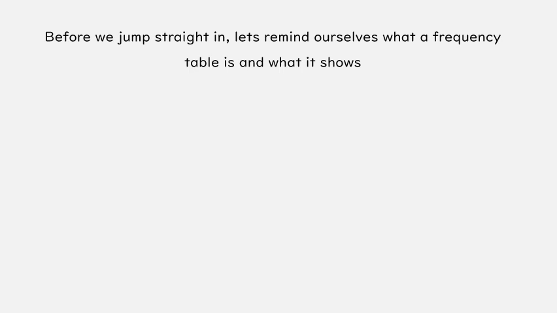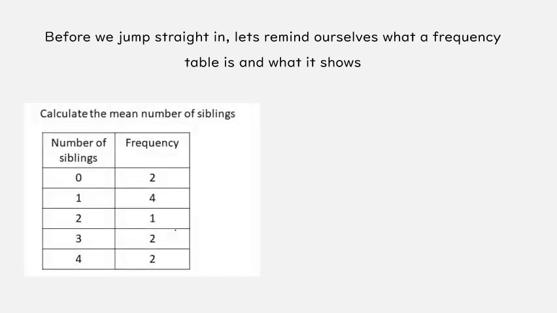So last lesson we looked at finding the mode, the median and the range from a frequency table. This time we're going to find the mean, which is a little bit trickier. Before we jump straight in, let's have a look at a frequency table and what this data represents.